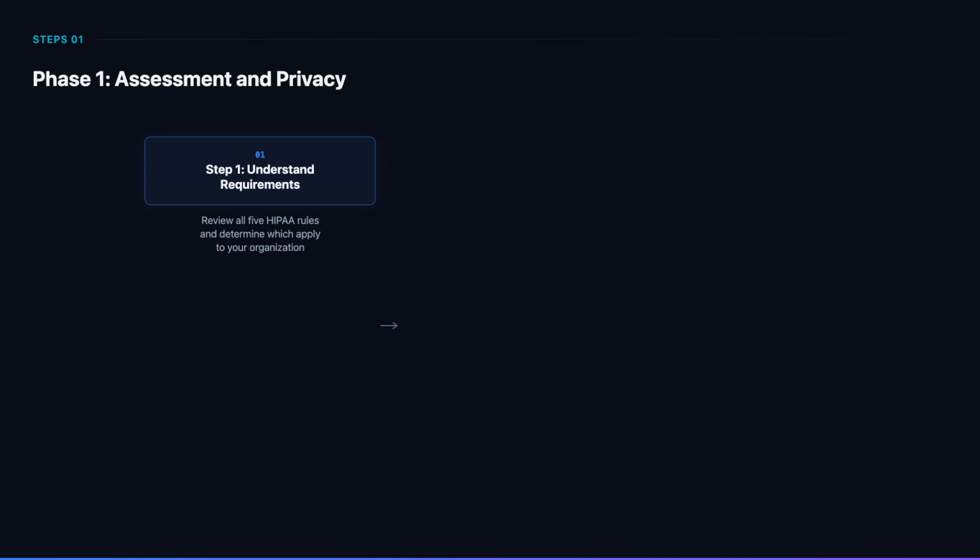Start by understanding HIPAA requirements in full. Review all 5 rules. Determine whether you are a covered entity or business associate. Identify all PHI flows, and map your obligations under each rule.